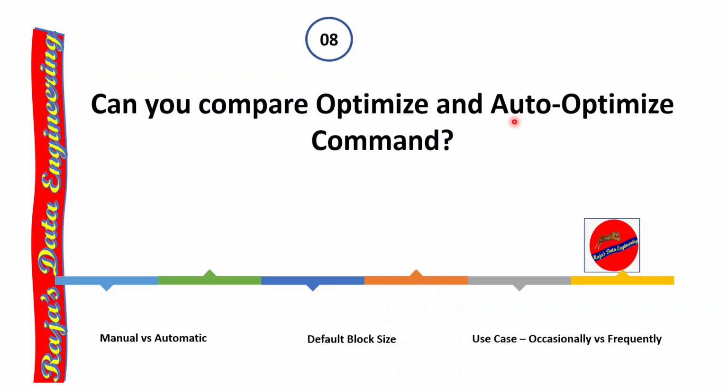But coming to data size, as I told, the optimize default block size is 1 GB. Coming to auto optimize, the default block size is 128 megabytes. But within auto optimize also, we have a legacy mode. For that, the default block size would be 32 megabytes. These are the areas we need to cover for this question.